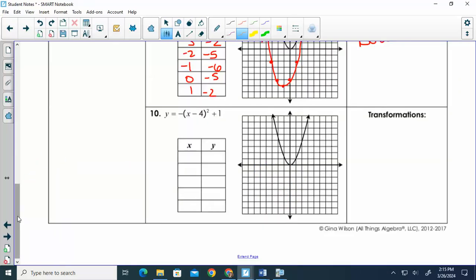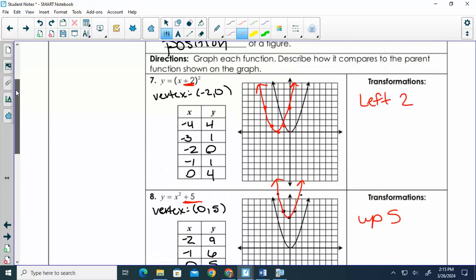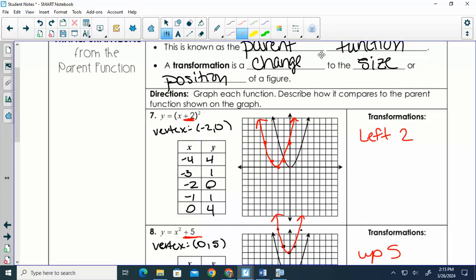So we ended yesterday kind of talking about some of the transformations. We know that if something is added onto the end, it made our graph go up. If it was subtracted from the end, it would go down. If something was added on the inside, it moved to the left. And if it was subtracted on the inside, it moved to the right.